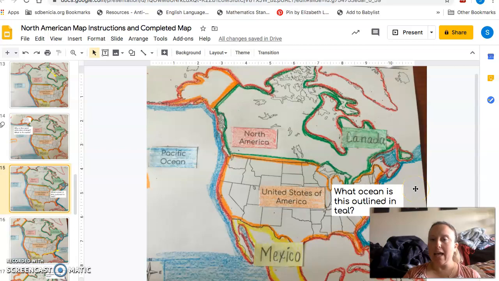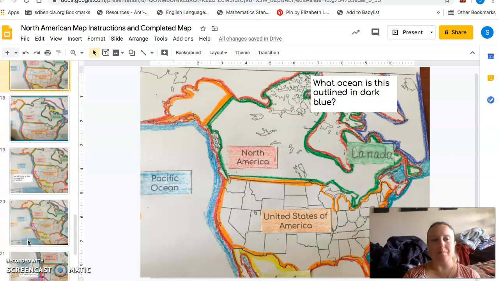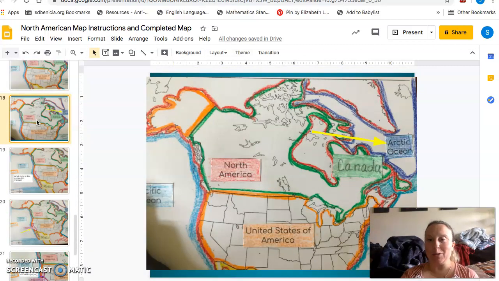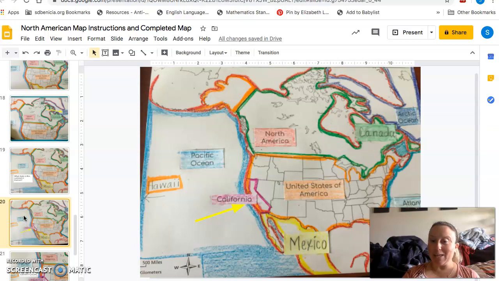What ocean is this outlined in teal? I suppose it's kind of like an aquamarine, whatever color you would like to think it is. Please outline and pause me. Think about it. It's the Atlantic Ocean. Very good. All right, what ocean is outlined in dark blue up here at the top? I might have to go to my world map to try to figure that one out. It is the Arctic Ocean. Very cold up there. What state is this outlined in maroon? Hint, you know this one pretty well. It is California.